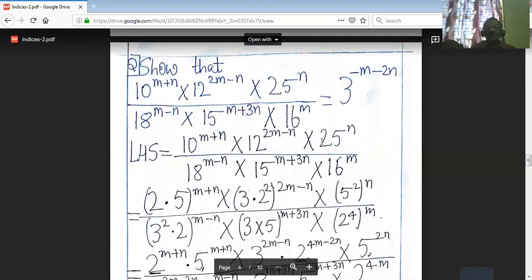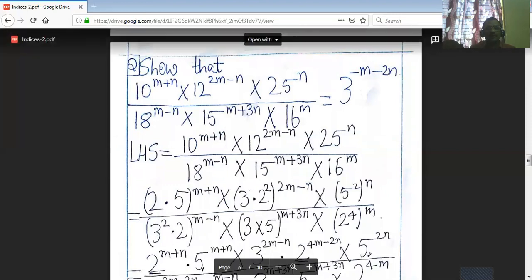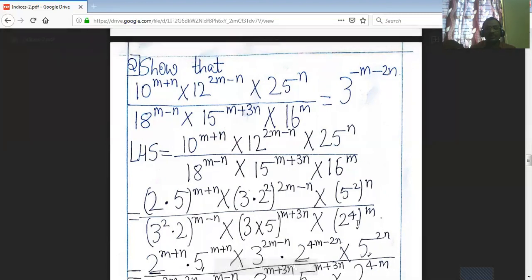Now 25 as 5 into 5. 18 I can convert as 3 into 3 into 2. 15 is 3 into 5. 16 is 2 into 2 into 2 into 2, that is 2 to the power of 4.